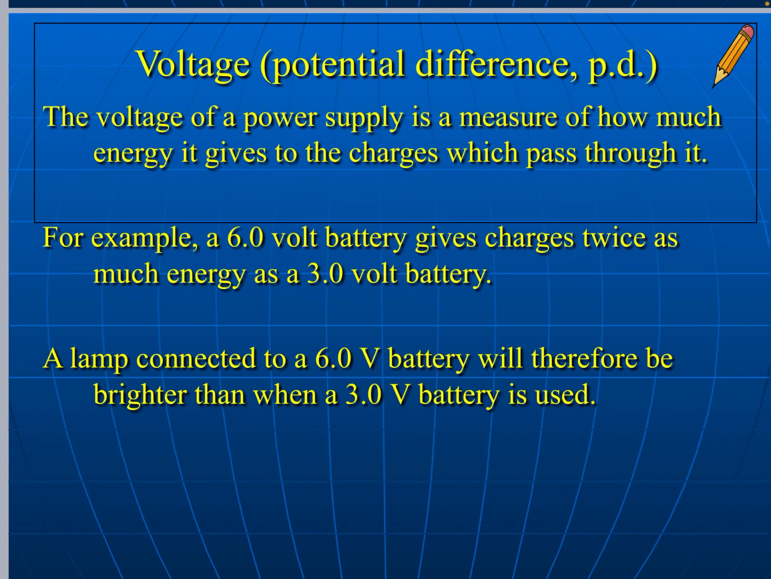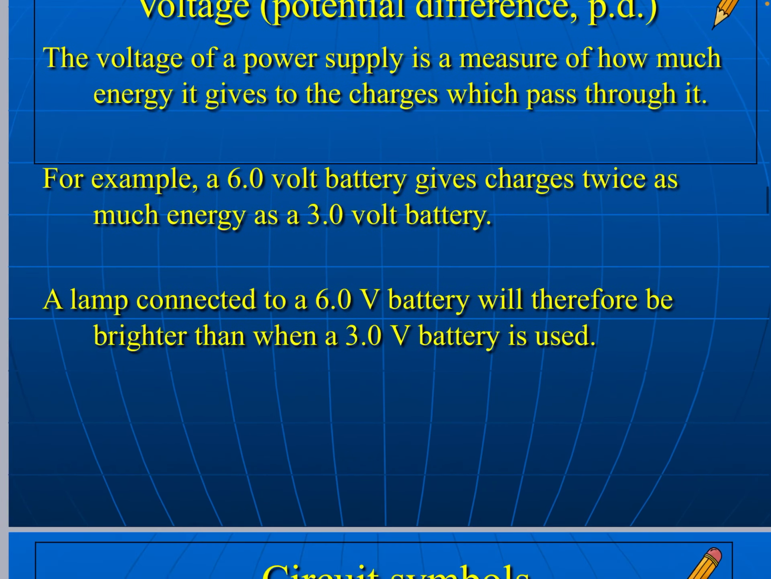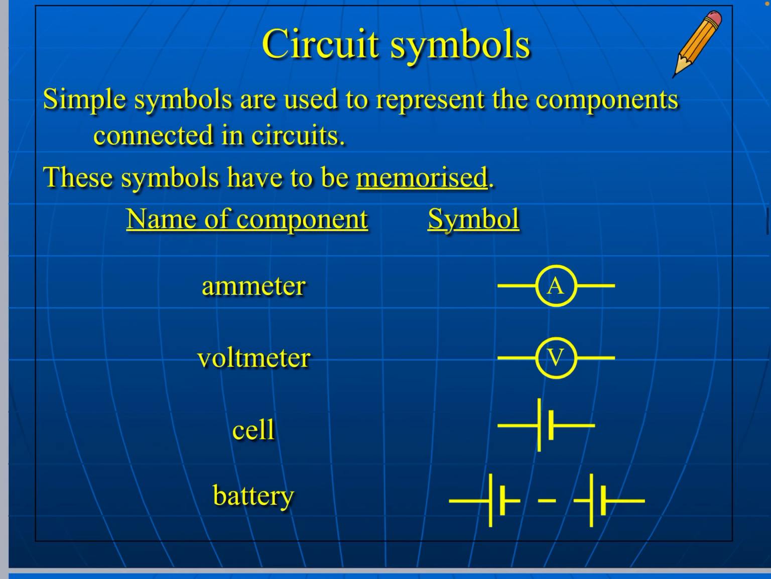And then difference is because you're looking at how much energy they have before they do something and then how much energy they have at the end after they've done it. So voltage, measured in volts. You've then got some circuit symbols.